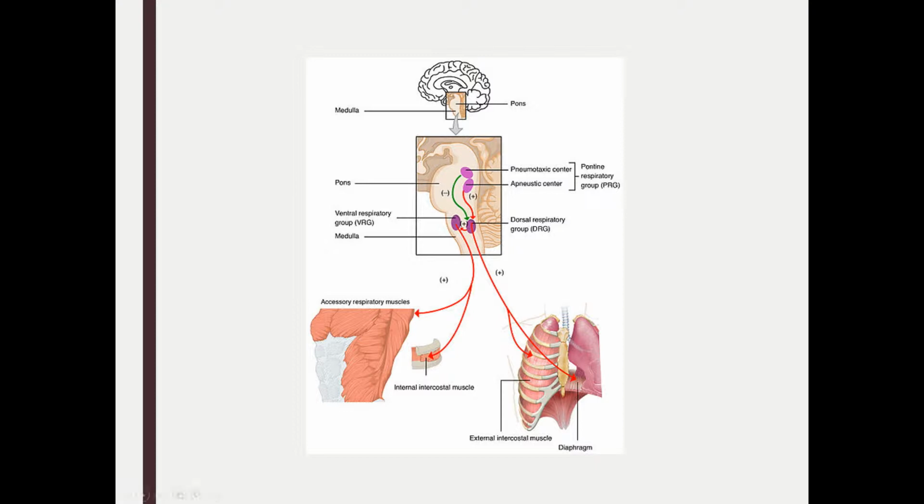You can see the output from the dorsal respiratory group will go to the external intercostal muscles and the diaphragm for inspiration. It will also send output to the ventral respiratory group, and the ventral respiratory group will send signals to the accessory respiratory muscles for forced inspiration and to the external or internal intercostal muscles for forced expiration. Then in the pons, you also have two respiratory groups. You have the apneustic center and the pneumotaxic center. So we'll take a look at the function of those.